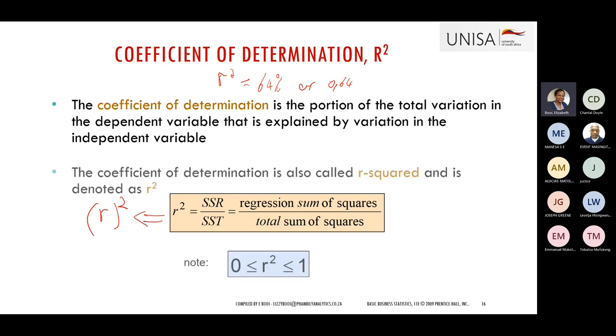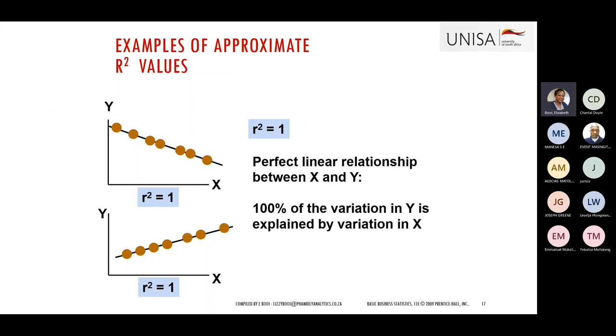Let's look at more examples of this. So here we know that our R squared is equal to 1. Whether the relationship is positive or negative, we know that there is a perfect relationship because your R will also be equal to 1. The square root of 1 is 1. So in terms of how we interpret this R squared, we will say 100% of the variation in Y is explained by the variation in X.